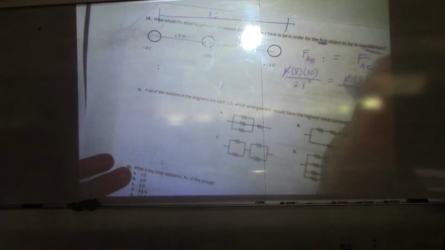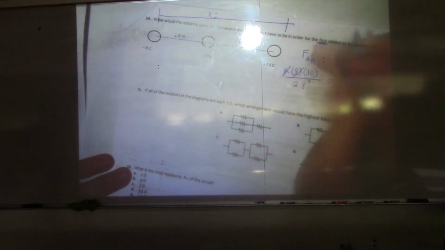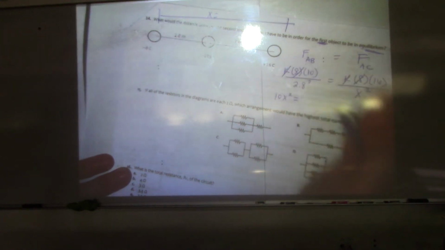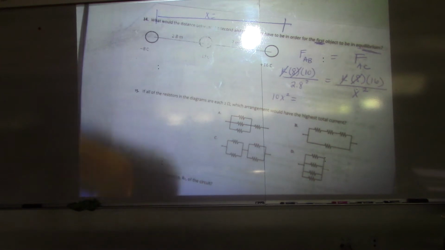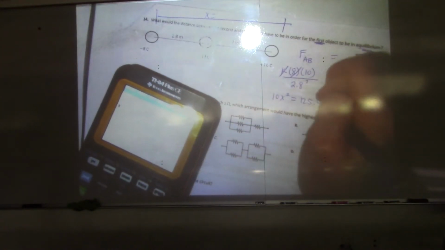Cancel out the K's, the 8's, and now we cross multiply. So 10x squared equals 2.8 squared times 16. 2.8 squared times 16 is 125. Divide the 10 over.